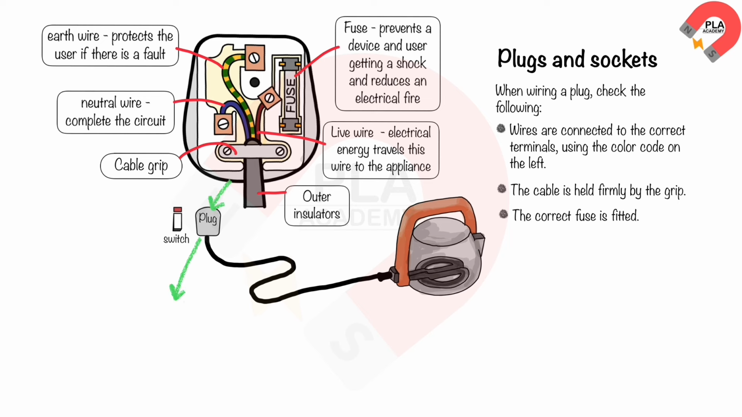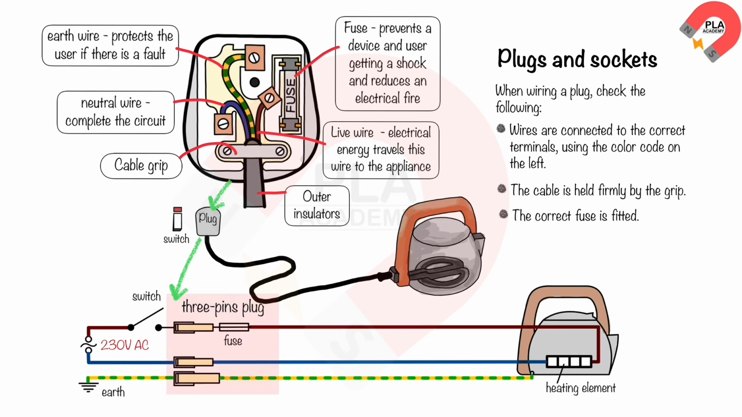In the figure, a kettle is plugged into a main socket. It is connected to a main circuit. Then the electrical energy comes from a generator in a power station to the kettle. In the figure, you see that the earth wire is connected to the metal casing of the appliance. A fuse is placed at the live wire. A switch is placed at the live wire.